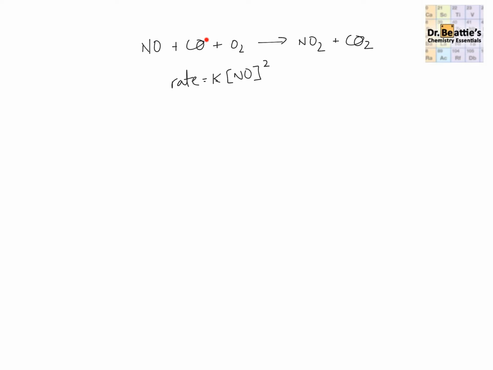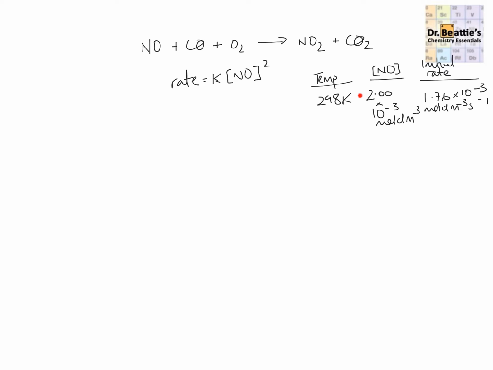So these have no influence on the overall rate, whereas there's a second order influence of NO on the rate. If we're told some information about when a scientist ran the experiment with 2 times 10 to the minus 3 moles per decimeter cubed of the nitrogen oxide, and when they measured the rate of reaction for this, they got 1.76 times 10 to the minus 3 moles per decimeter cubed per second.